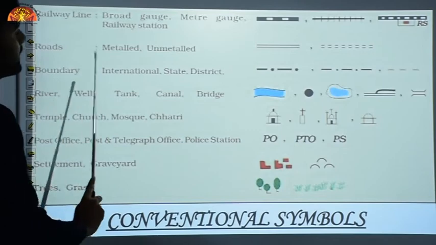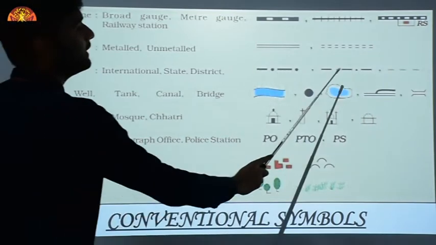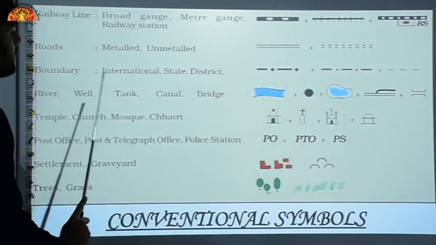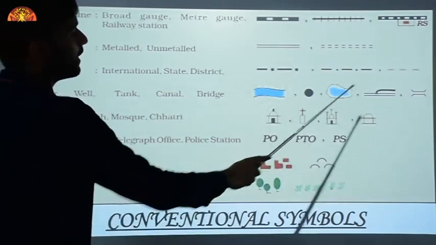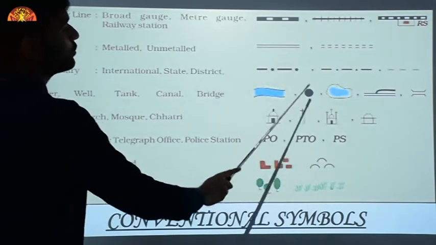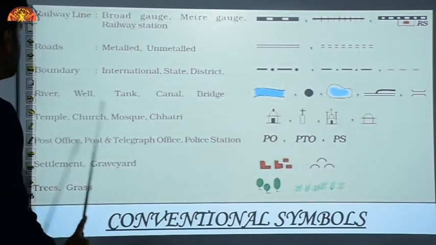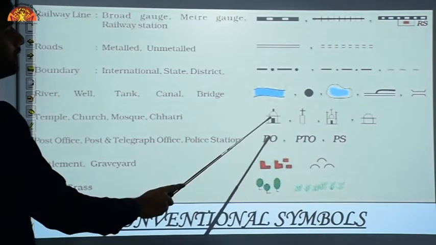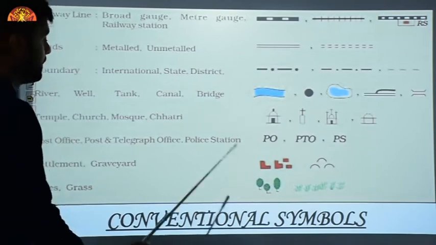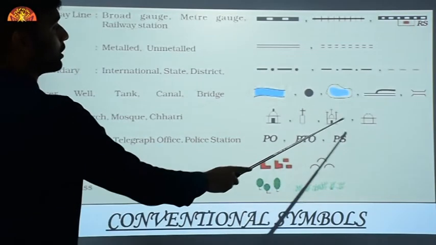Then boundaries, international, state and district boundaries are shown by these symbols. River, well, tank, canal and bridges are shown by this. Note that the blue color is always used to signify water bodies. Then temple, church, mosque and chhatri. These are the symbols for temple, church, mosque and chhatri.